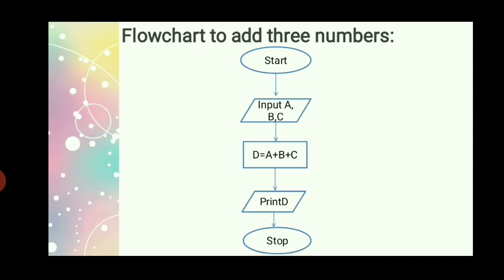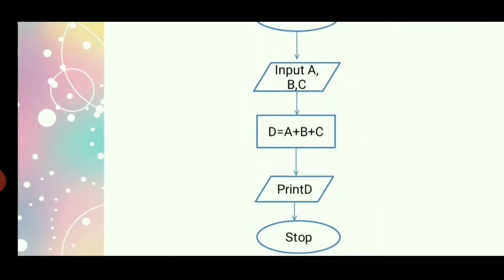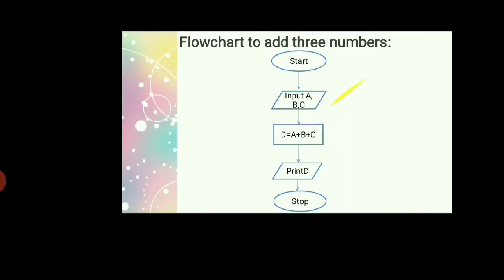And then the process box, in rectangular shape, D. I'm assuming the result is stored in D, or you can write any other variable name, A plus B plus C. That is the process. And then I'm again giving the output, that is print D. This is input and this is output in parallelogram shape, and then stop.